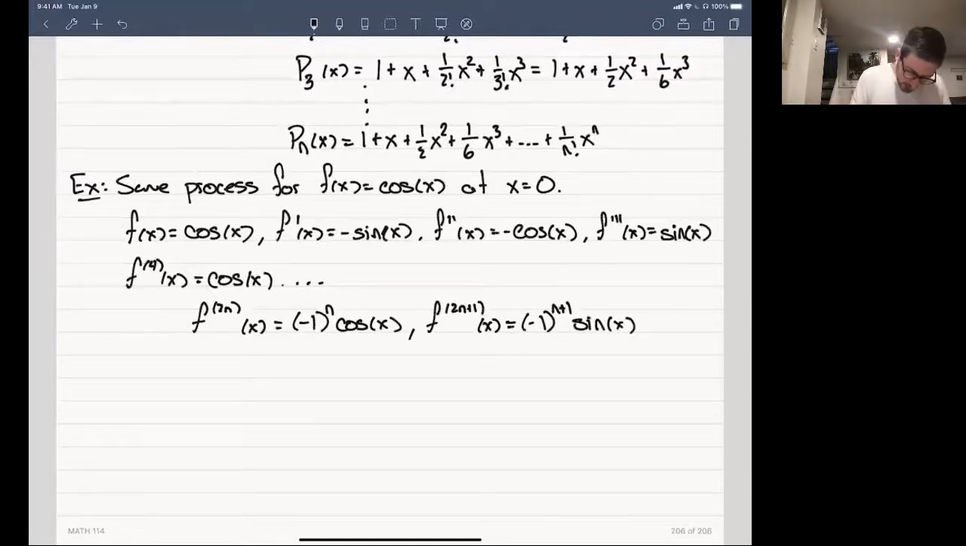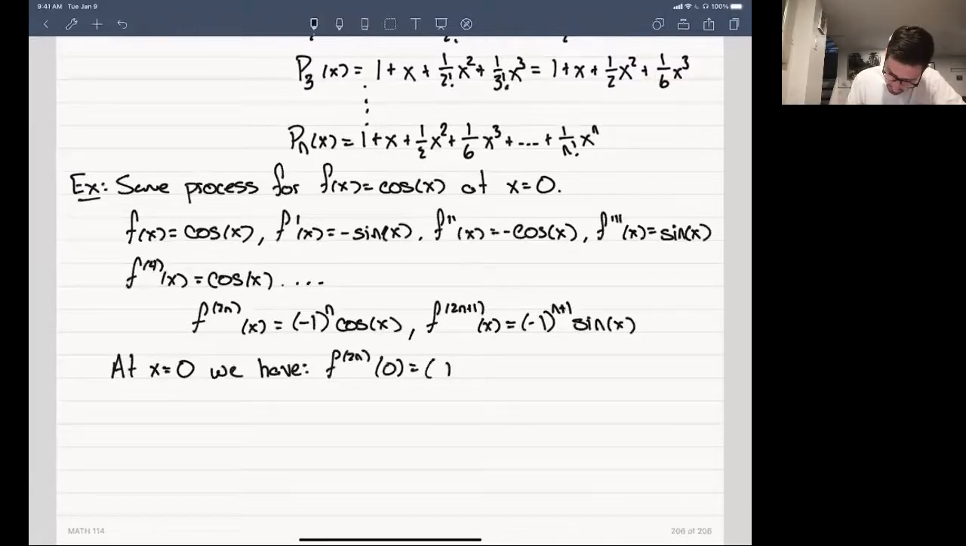And so at x equal to 0, we have, well, what do we have? We have that the even derivatives, sorry, that should be at 0 now. The even derivatives are equal to minus 1 to the power of n, and that comes from the fact that cos of 0 is equal to 1. And the odd derivatives all vanish. And that comes from the fact that sine of 0 is equal to 0.